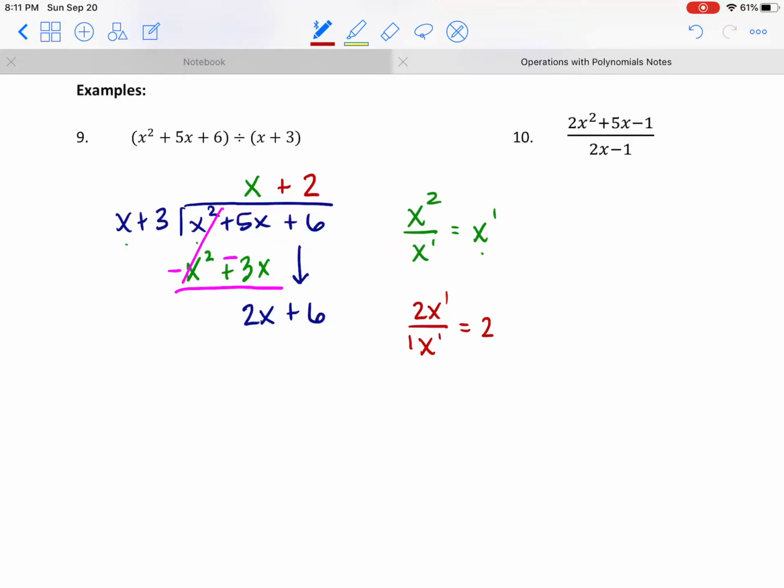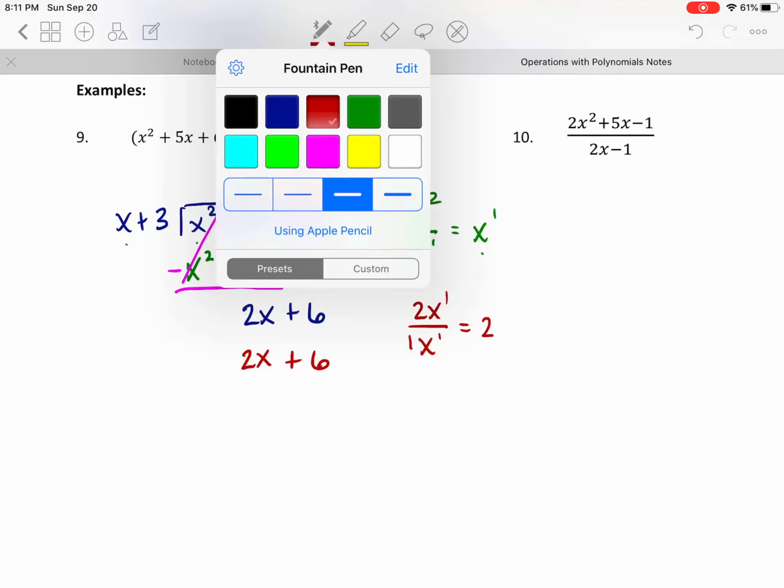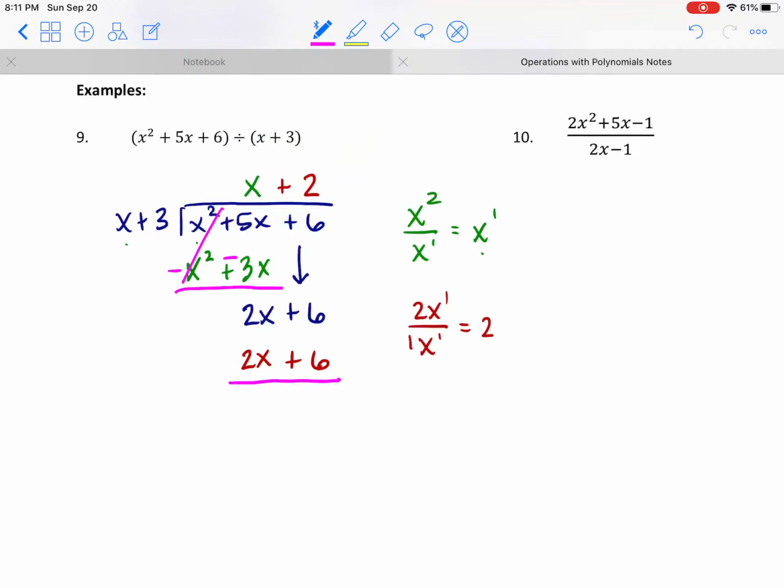Okay, so I divided those first terms, but now I'm going to multiply by the whole thing. So 2 times x, which is 2x, and 2 times 3, which is positive 6. Okay, so I divided, I multiplied, and now I'm going to subtract. So when I draw this line, I'm going to subtract here, which changes those signs. So 2x minus 2x makes those cancel, and 6 minus 6 makes those cancel. So I have no remainder, which means this is going to equal exactly x plus 2. x plus 2 is my answer here.